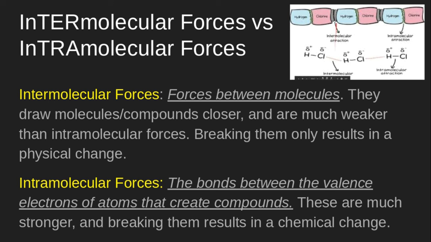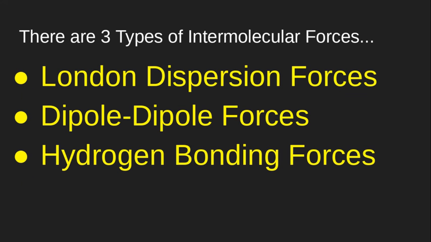Next, on the other side of things, we have the intramolecular forces, which we learned about earlier are the bonds between the atoms themselves, which form the compound. So these are like covalent bonds that are dependent on the sharing or donating of valence electrons. These bonds and these forces are much stronger, and breaking them requires a chemical change because it actually changes the compound itself and not just the substance.